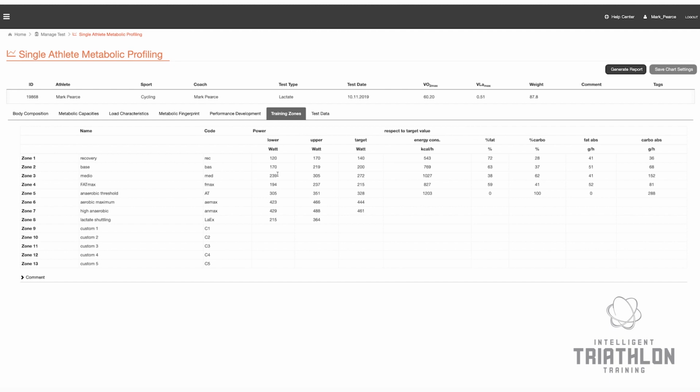Then we go back down again, to 195 to 237. So this is if I wanted to work on fat max. This is the key area that I'd want to be in. If I was doing a long session, 3, 4, 5 hours maybe, then I'd obviously want to be towards the lower end of this range. If I've only got an hour to spend, this is the area I want to be training in, and I can work up to that 237 mark.